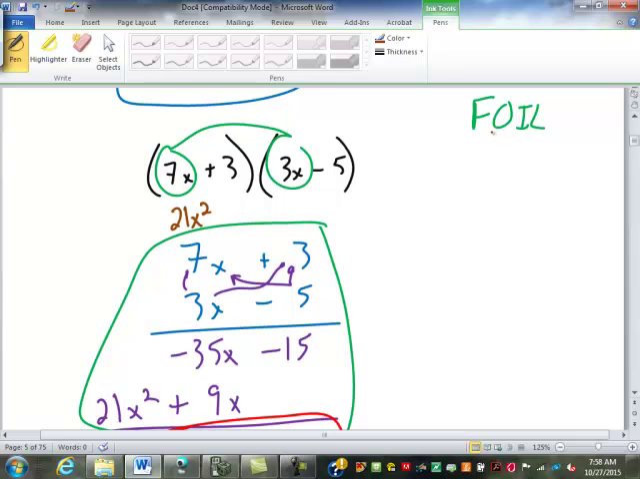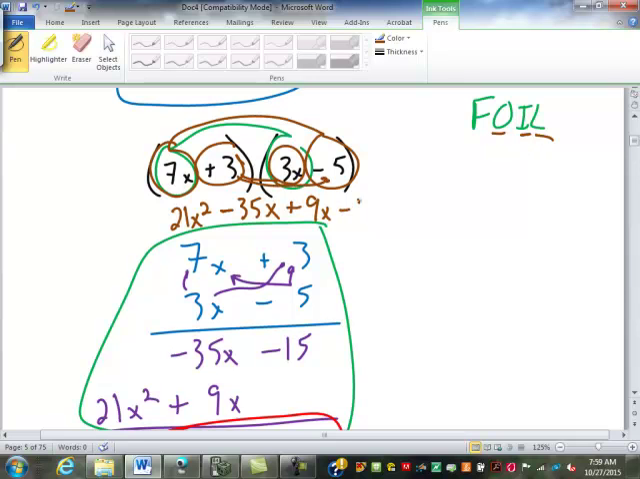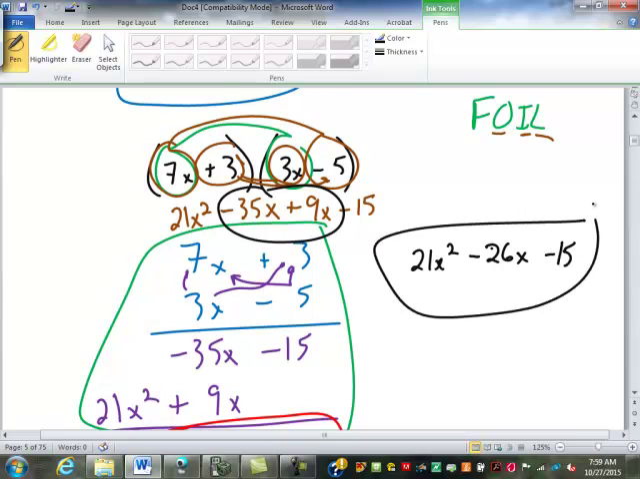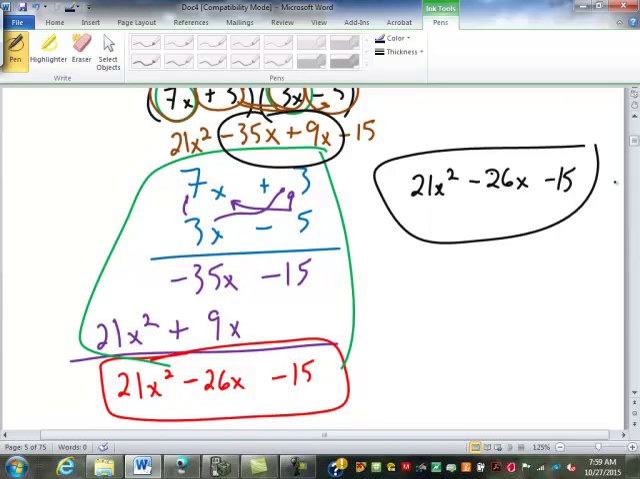21x squared. O stands for outside. So the outside 2 digits, 7x and negative 5 make negative 35x. I stands for inside. So 3 and 3x make positive 9x. And L stands for last. 3 times negative 5 is a negative 15. And of course here you can combine the negative 35 and the 9x. So we've got 21x squared. Negative 35 and 9 make negative 26x. And then negative 15. We get the same answer. And the FOIL is shorter.